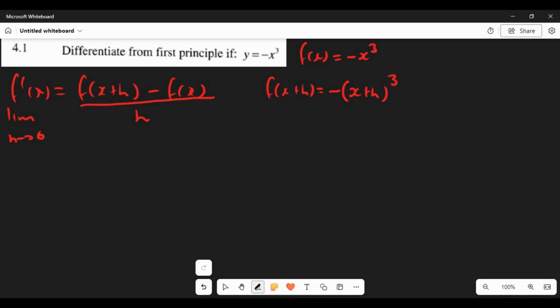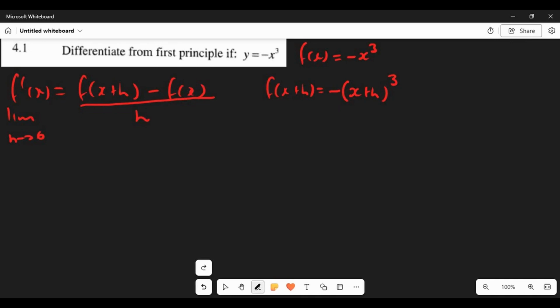From here, we need to expand this f of x plus h. In order for us to do that, we need to use the binomial theorem. Just in case you don't know much about the binomial theorem, I've already made videos on it, so I will leave the link in the description, and also the videos where I've done questions on the binomial theorem. Those videos and the link can also appear on the top right of this video, so you can click on that icon there to watch those videos.